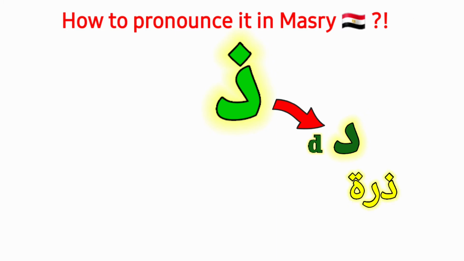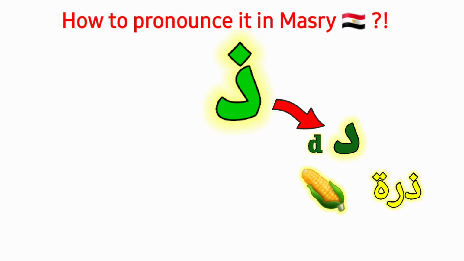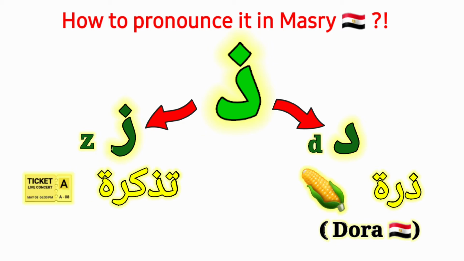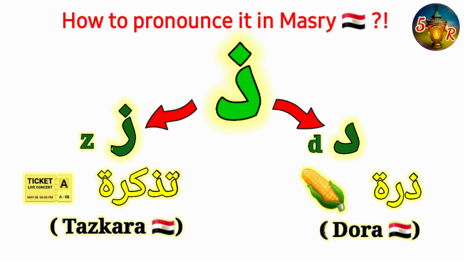So for example here the word dhora, it will be pronounced, can you take a guess? Yes, dora. So dhora in Fusha, in Masri it is dora. But, and that's the confusing part, I'll be honest with you. In some other words, dhal in Masri is pronounced as z, as normal z, without the tongue out. Same as the word ticket here, that's why I got it on purpose. Usually in Masri the people pronounce it tazkara, without the tongue out. So you see, you'll find a lot of examples for both of them.